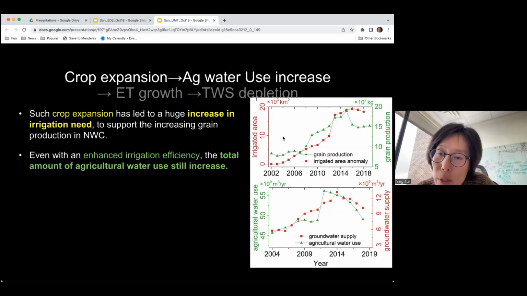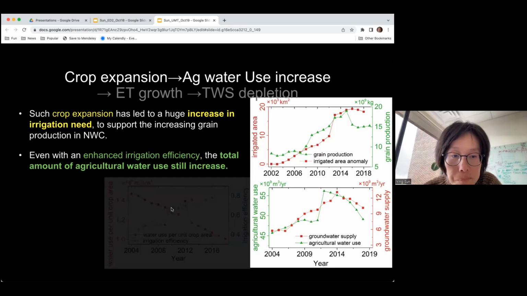When we look at the total irrigation here, which is the red line, again, this is from National Statistics Surveys. We see this huge increase of the irrigated area, and in the meantime, we see a huge increase of the grain production. When we look at the agricultural water use, which is the green line here, again, we see this huge increase. And the groundwater supply also shows a huge increase. Of course, in the recent few years, there's a decrease.